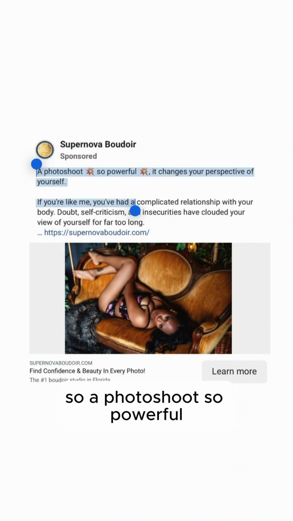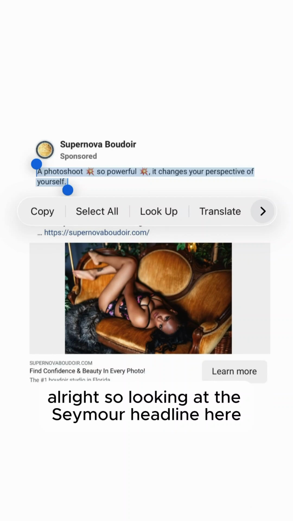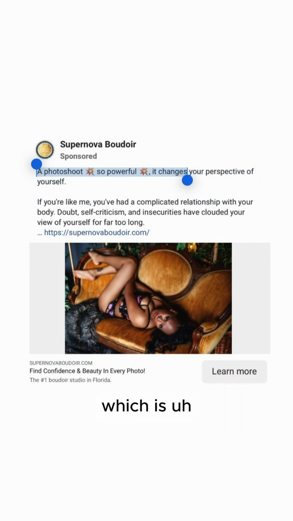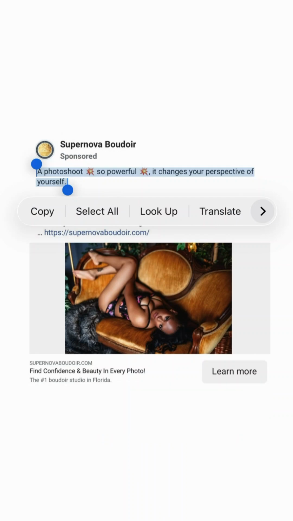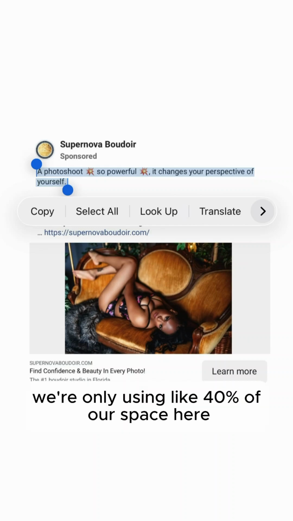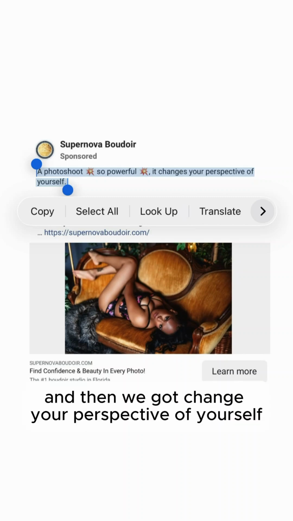So a photo shoot's so powerful, it changes your perspective of yourself. All right, so looking at the See More headline here, first 2 3/4 lines, Facebook mobile news feed, which is only here, first line and an eighth. So we're only using like 40% of our space here. So we got photo shoot, and then we got change your perspective of yourself.